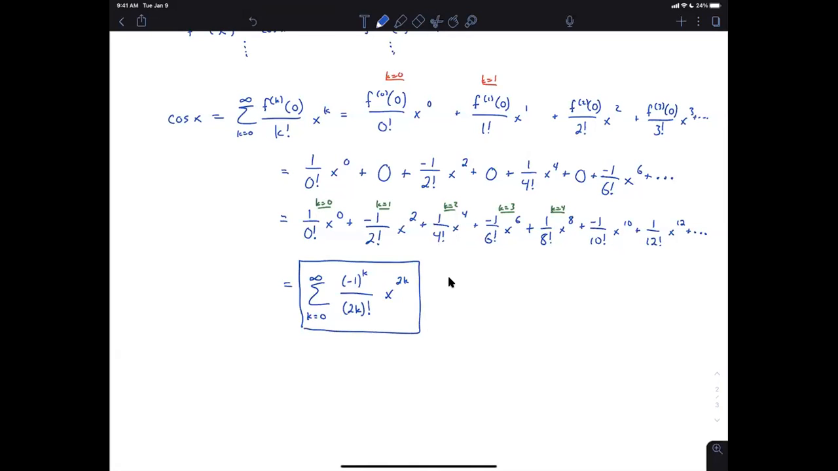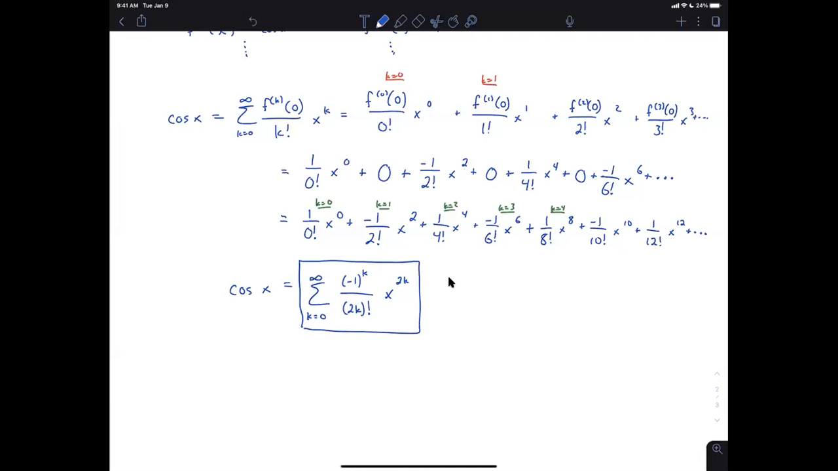That's the Taylor series centered at 0 for cosine, the power series for cosine, and so on. All right, any questions up to there? So cosine x is actually equal to that series. That's good.